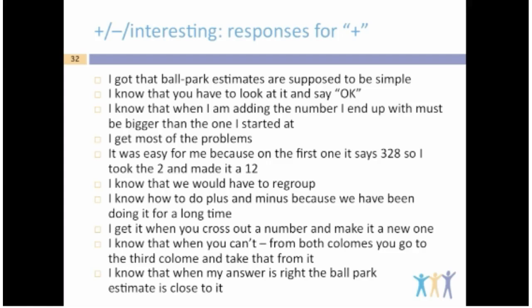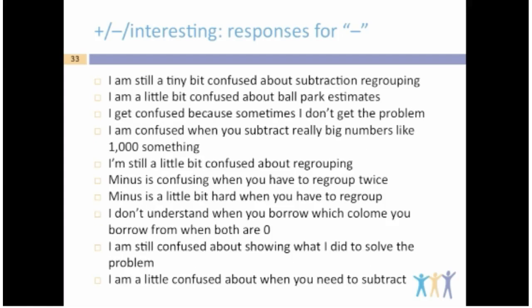If you look at the minus responses, this is really quite interesting given these students are just third graders. Obviously, students often say things like, I'm still a tiny bit confused about subtraction regrouping. I'm a little bit confused about ballpark estimates. Olivia, a girl in the class, has written, third from the bottom, I don't understand when you borrow, which column you borrow from when both are 0. And I think that's a truly remarkable insight into one's own learning. This is a third grader who has really precisely identified the things she's struggling with. I would love to be teaching a student who is that self-perceptive because I know exactly how to help.